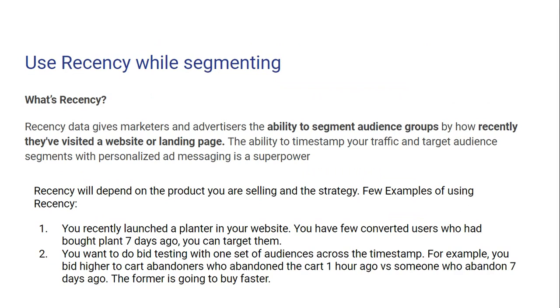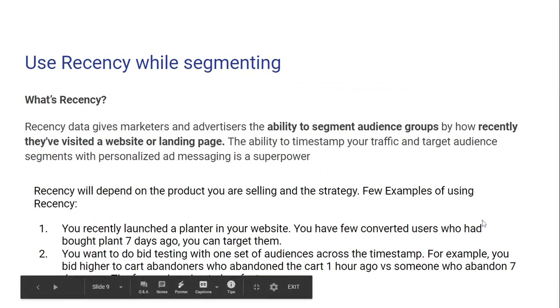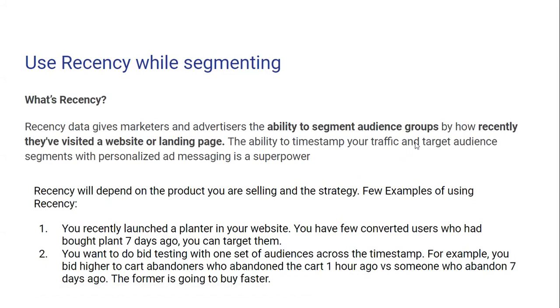Another example: you recently launched a planter on your website. You have a few converted users who bought a plant 7 days ago. You can target them, because for a plant they would need a planter. But someone who bought a plant from your website 30 days ago would not need a planter in the first place, because they would have already arranged for a planter by now. So there is no point in adding that. There are a lot of layers and a lot of things that you need to understand when you create a strategy and when you use recency. But if recency is used properly, it can do wonders.